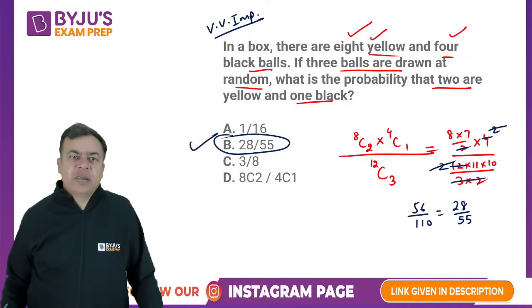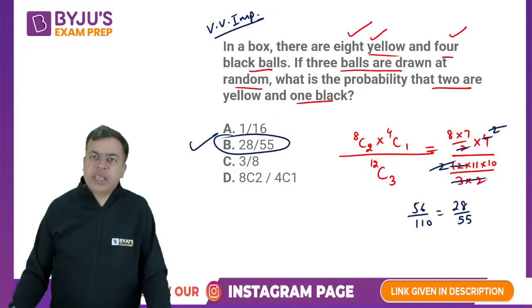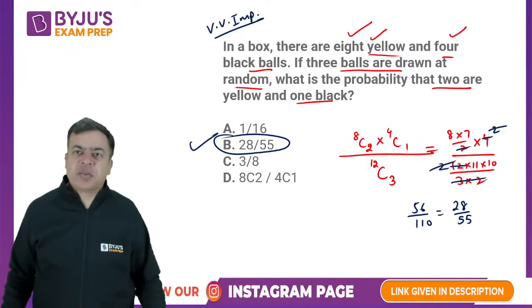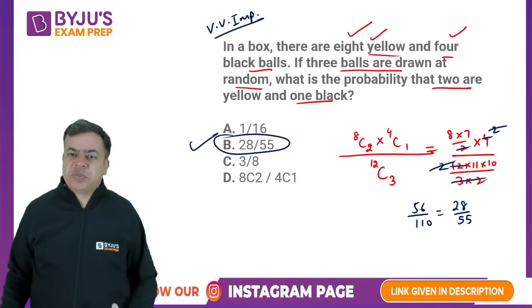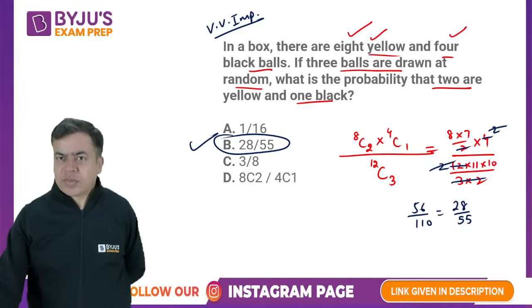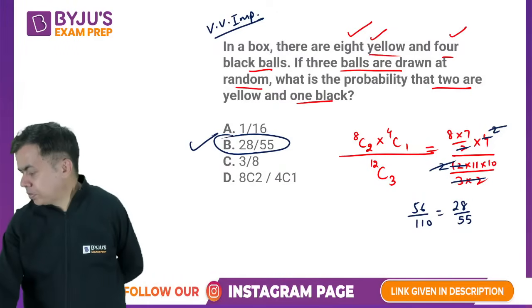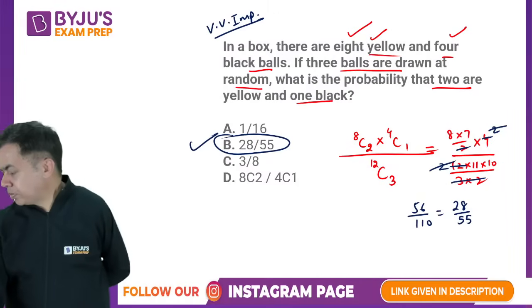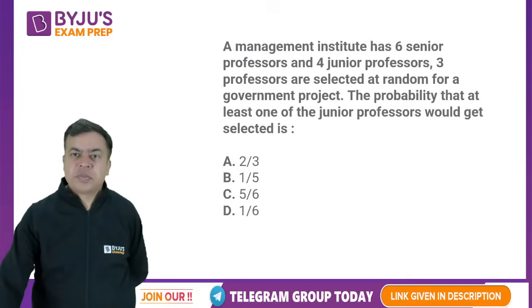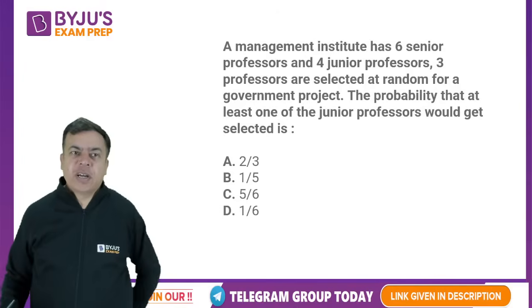Yes, Smriti, B option is absolutely correct. 28 by 55. Okay, let's move to the next one.